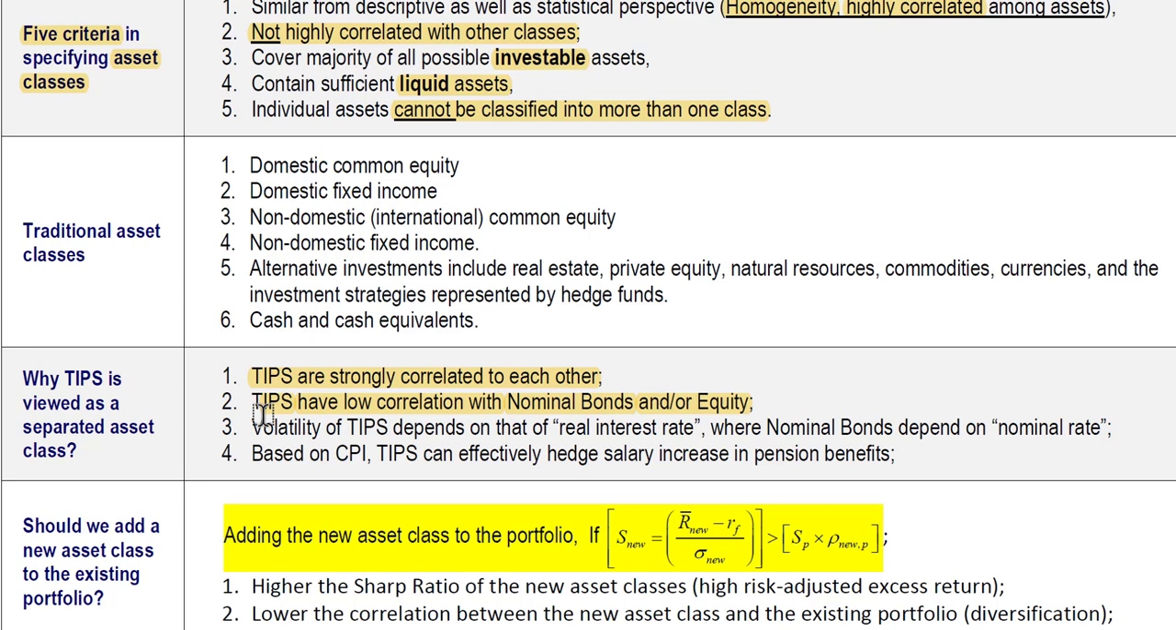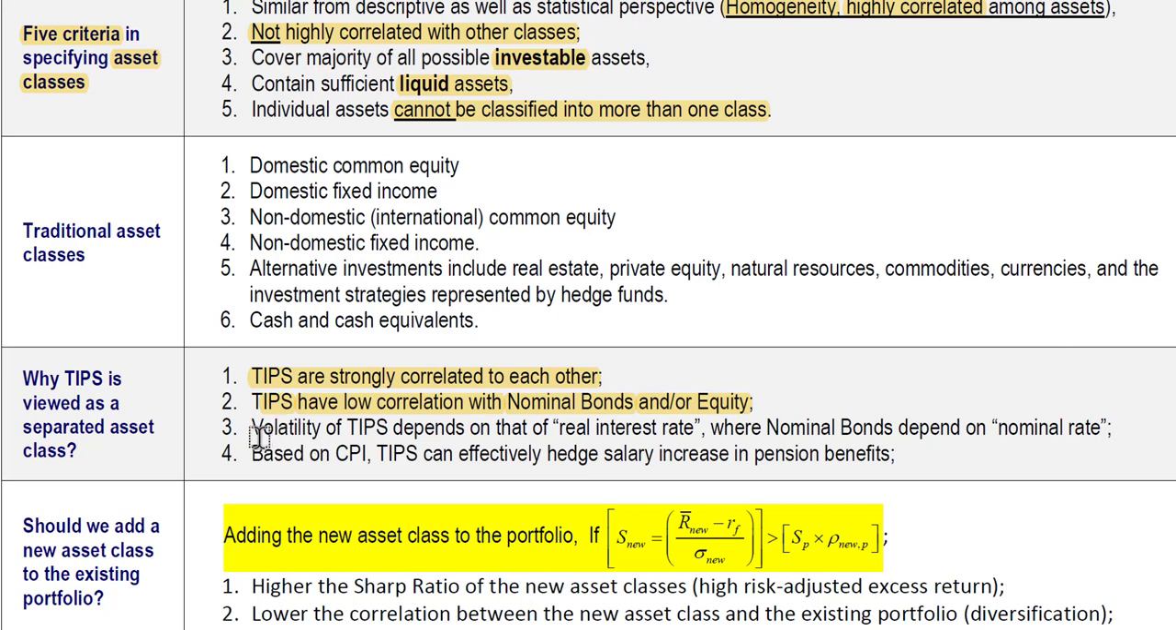This makes TIPS a very attractive asset class for risk diversification. We know that for reducing the risk of a portfolio through diversification, we're looking for assets with low correlation with other classes. So TIPS is very effective, relatively cheap, and importantly has high liquidity. It's a very liquid market.